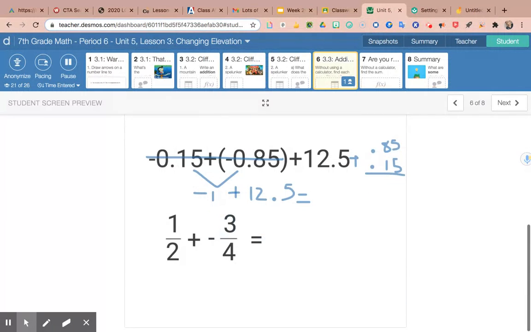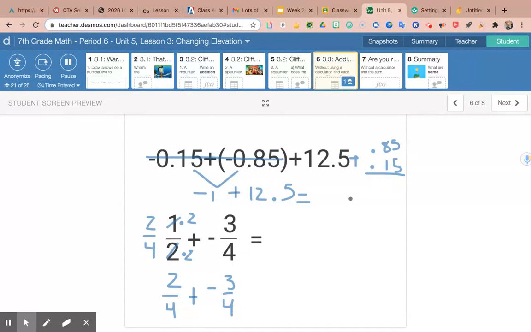And then the last one, a lot of you are trying to add them. You have to have a common denominator first. So you need to change this from 1/2. Remember, you multiply them both by 2. And so instead of 1/2, I have 2/4. So this is really 2/4 plus negative 3/4, because I didn't do anything to the second one.